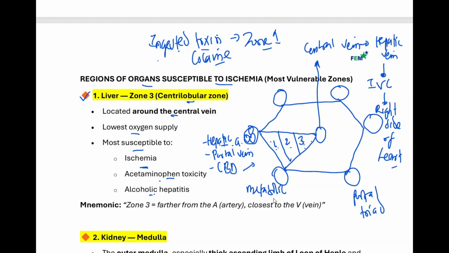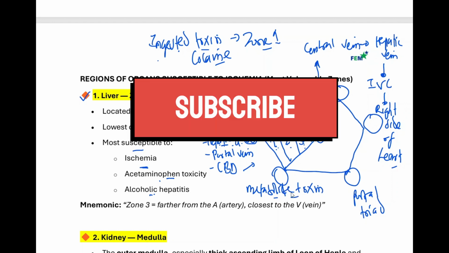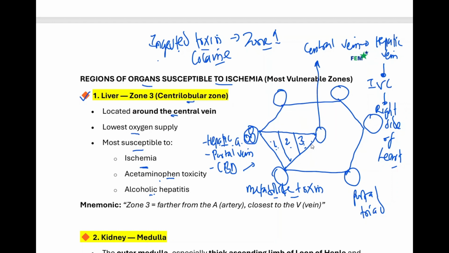Metabolite toxin means that they are produced as a result of what? As a result of metabolism, and that will affect zone 3 first, because that's where the most metabolism occurs, right?